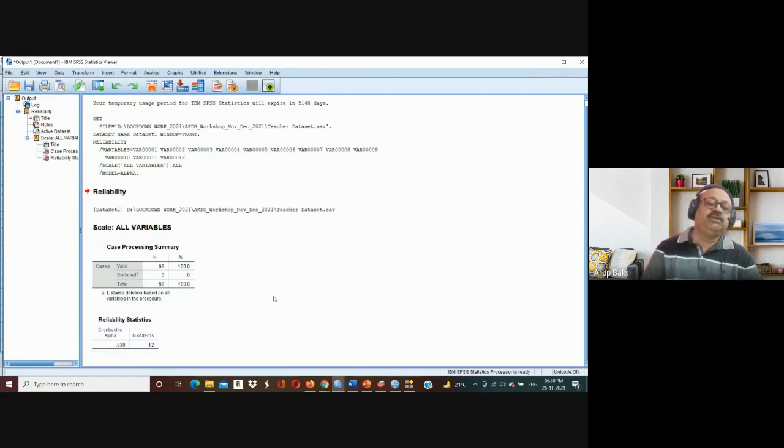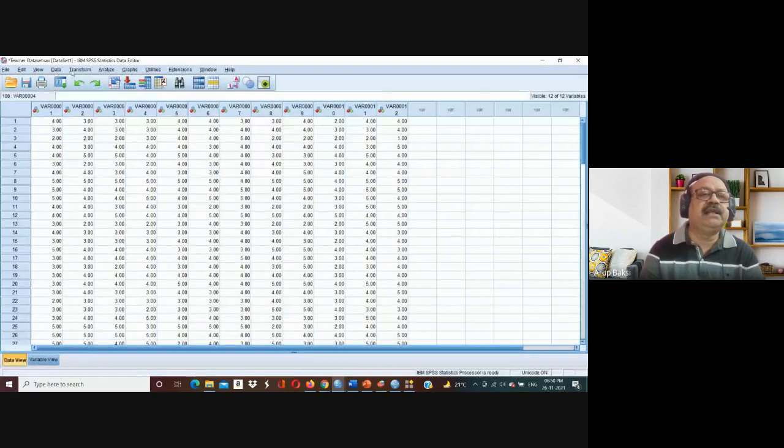Now, as I have told you, the benchmark of Cronbach's alpha to accept it as a reliable data set is anything over 0.8. If it goes and touches 0.9, it's very good. So 0.838, probably we can go ahead and conduct the factor analysis.